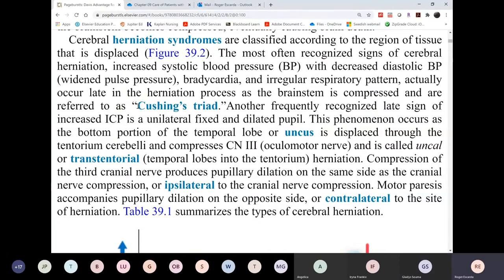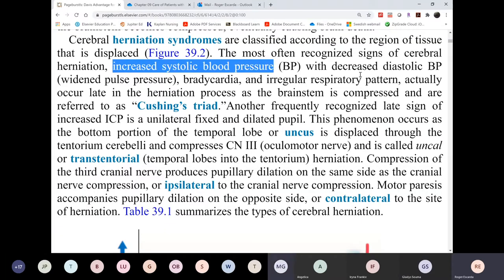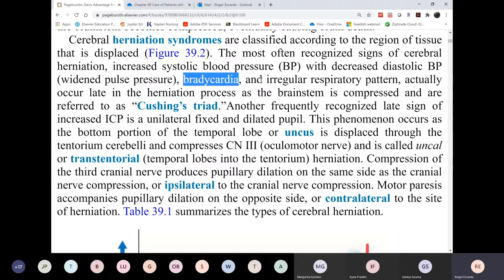So when the brainstem herniates, this will be your signs. The Cushing's triad will appear. The triad of symptoms are, there will be a decreased BP, no, sorry, increased systolic BP with decreased diastolic BP. So therefore you have a very wide pulse pressure here, heart rate drops, and then there will be an irregular respiratory pattern.